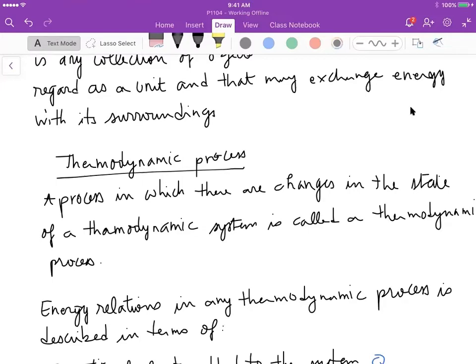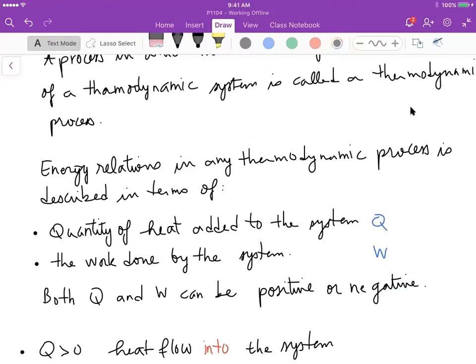Okay, now the energy relations in any thermodynamic process are described in terms of basically two quantities we are going to discuss in this course. So the way the system will exchange energy with the surrounding is going to be through two channels basically. First of all, through the quantity of heat added to the system, which we call Q. So the heat is defined as the transfer of energy across the boundary of a system due to a temperature difference between the system and its surrounding.